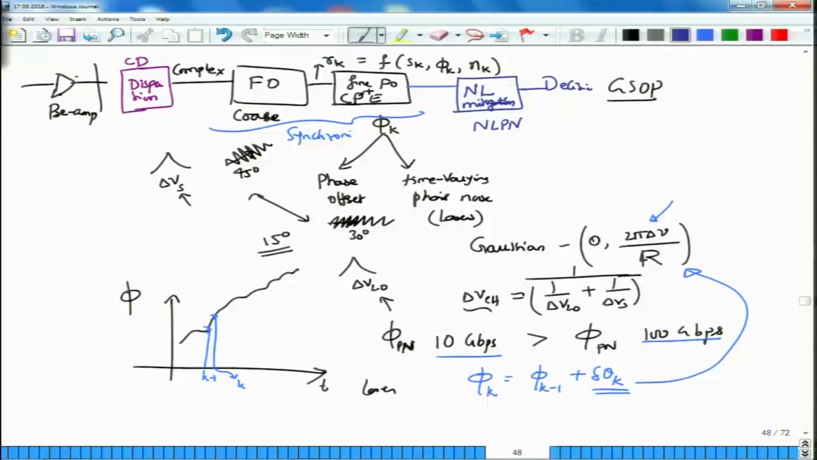After you have estimated and compensated for all these impairments, you make a decision about the actual transmitted symbol, and this decision could still be in error. Therefore, you characterize the entire system in terms of its BER performance. We are going to see some of these algorithms in the next module.